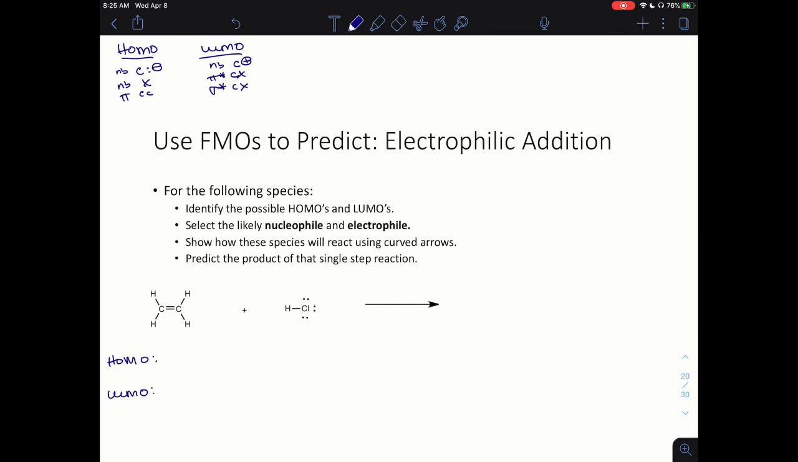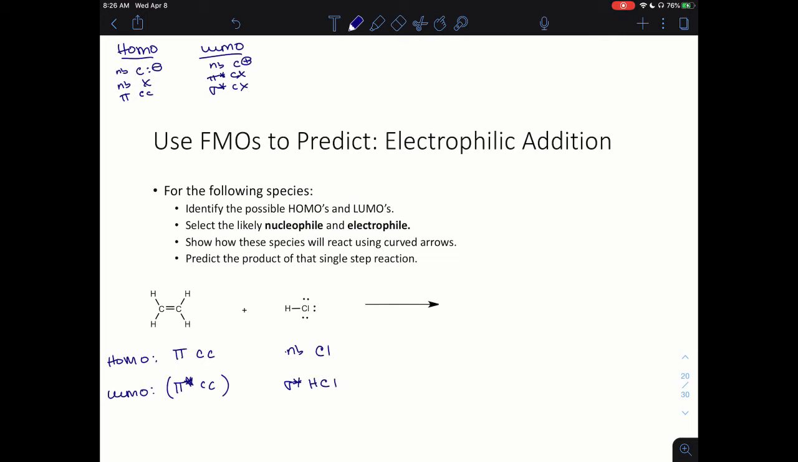Pause if you want to try it on your own first. Okay, the HOMO for ethylene is pi CC and the LUMO is pi star CC. Do it the easy way, do it the hard way, it's up to you. The HOMO for HCl will be the non-bonding pair of electrons on chlorine, and the sigma star HCl will be the LUMO.